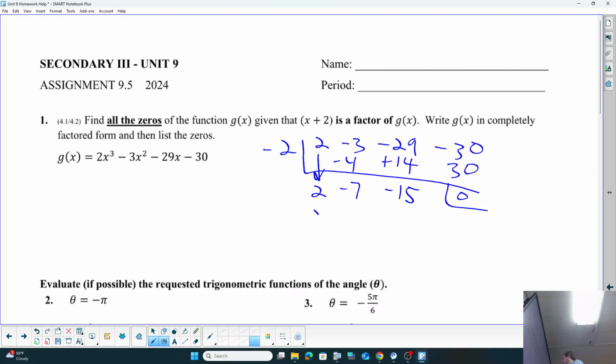One power less, so 2x squared minus 7x minus 15. Remember how to do synthetic division? Come on. Pause me. Try the rest on your own. What do you do next? So find all the zeros.